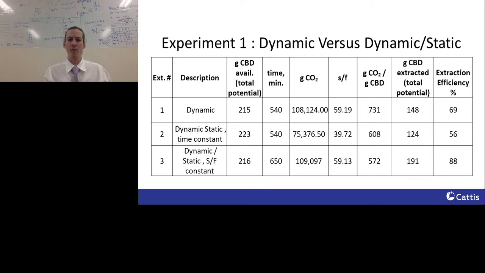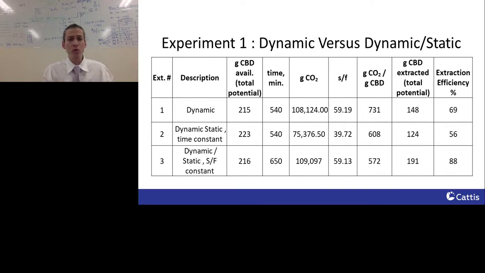Some other parameters we're looking at here are how many grams of CO2 we used. We're looking at the S to F ratio, once again, grams of CO2 over grams of starting material. And in the next column, how many grams of CO2 we used per extracted gram of CBD. That's an important metric, which tells us how efficiently we're using our CO2.